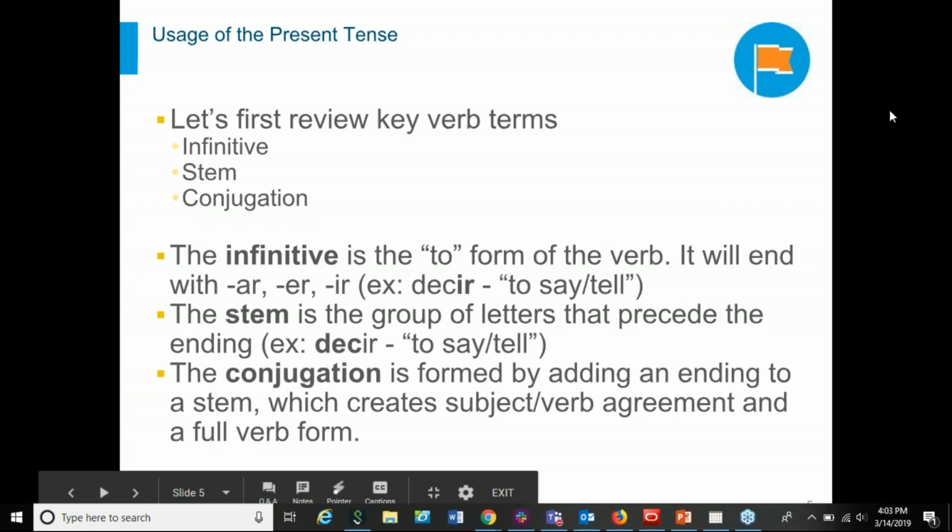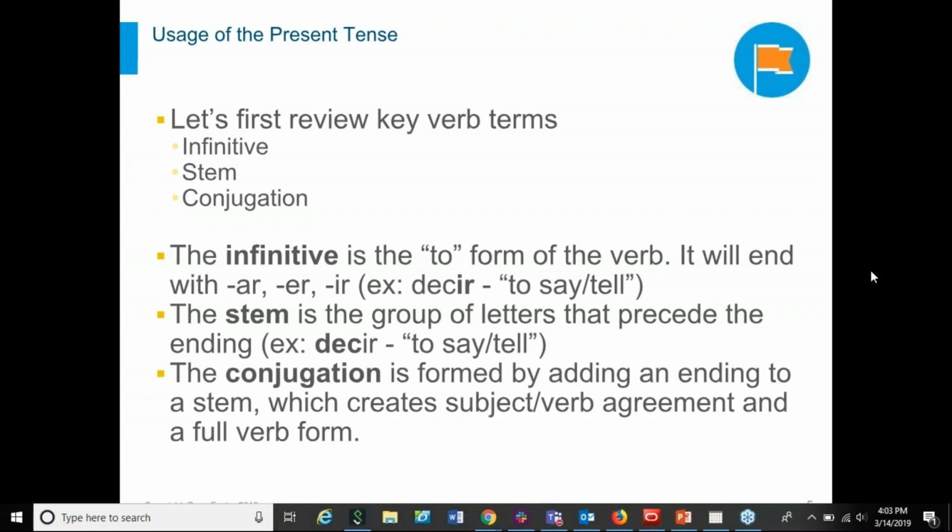Then second we have the stem. The stem is the group of letters that precede the ending. So in that same example, the letters DEC would be considered the stem of that verb.